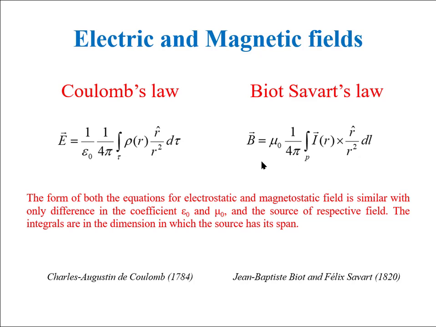And magnetic field induction B is equal to mu naught by 4 pi multiplied by line integral of current divided by r square. The form of both the equations for electrostatic and magnetostatic field is similar, with only difference in the coefficient epsilon naught and mu naught and source of respective field. The integrals are in the dimensions in which the source has its span.